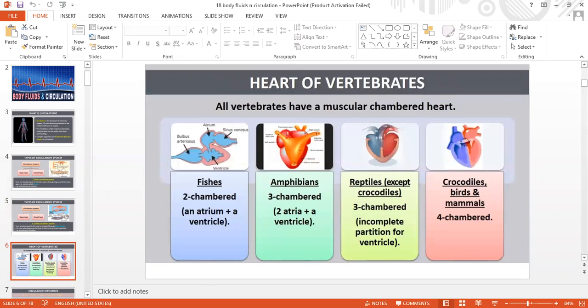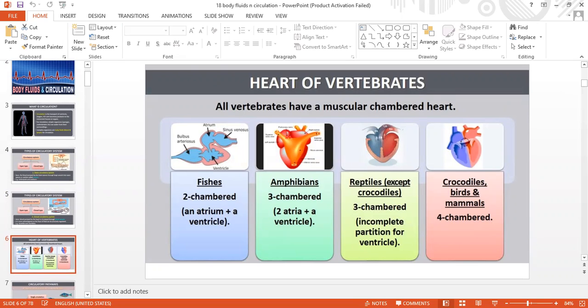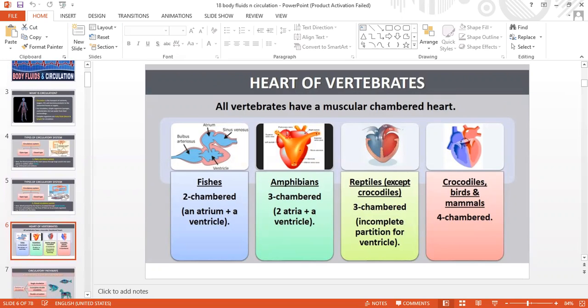Then let us see the different types of hearts in the vertebrates. In fish, you see a two-chambered heart. In amphibians, it is a three-chambered heart. In reptiles, except for crocodiles, it is again a three-chambered heart. And in crocodile, birds, and mammals, it is a four-chambered heart.